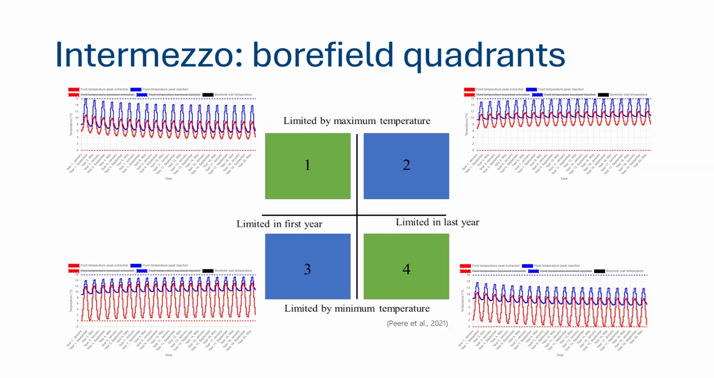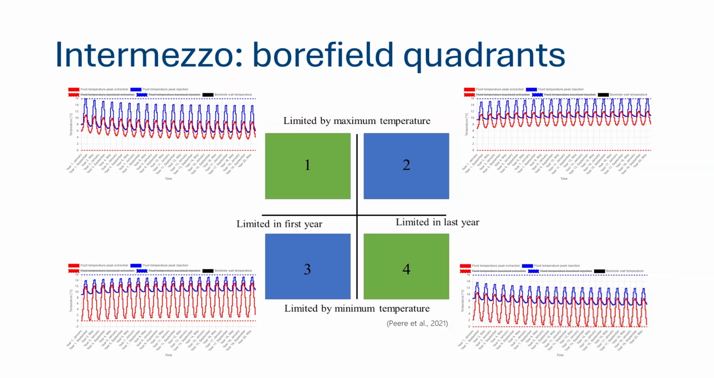So what you do is you take your borefield and you size it once in quadrant 1, in 2, in 3, and in 4. So we size it based on the maximum temperature in the first year, maximum in the last year, etc. And then we take the maximum size of all these 4 sizings, and that will be our borefield size.